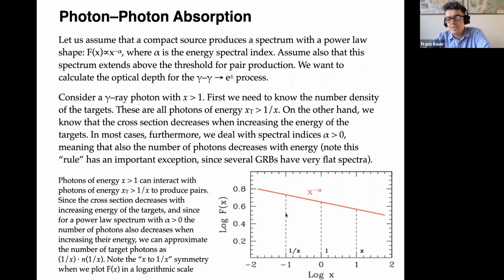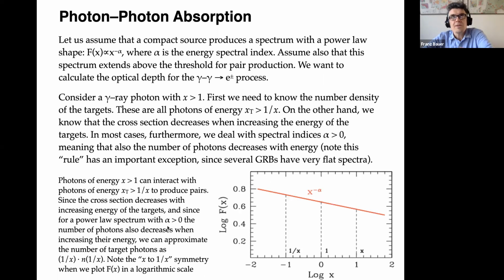If it was inverted, then you would have too many photons here and not enough photons here, and then you would be restricted very predominantly by the number density of photons here. At any rate, we have some photons here. They're going to interact with photons with this target range of energy to produce a pair. And we know that the cross-section decreases with increasing energy, and we have a power law where alpha is greater than 0.